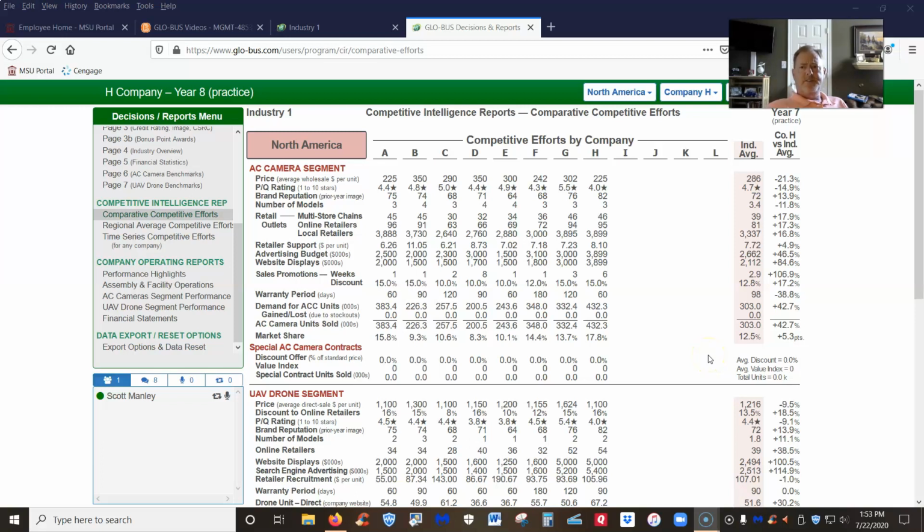Okay, gang. So here's what I'm going to do next for y'all. I haven't showed you yet how to implement an integrated differentiation or an integrated cost leadership strategy. But it kind of starts with these competitive intelligence reports. What we're looking for is a hole in the market.